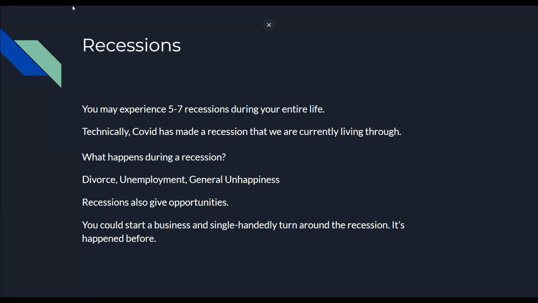Divorce is still a small side effect of an economic recession. Yeah, that's true. But it contributes to the general unhappiness. And it also contributes to the unemployment. In a recession, the unemployment rate, obviously, it skyrockets. And in good times, like the opposite of recessions, unemployment goes down.